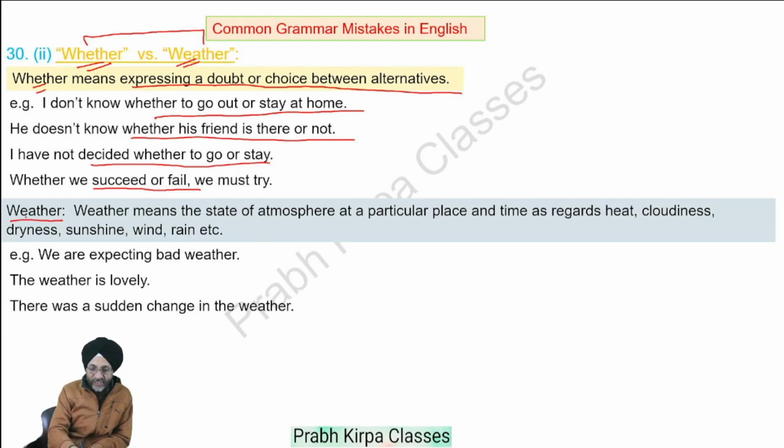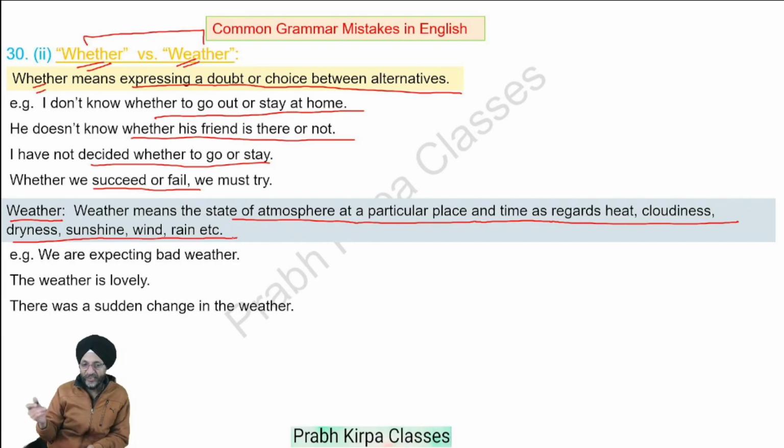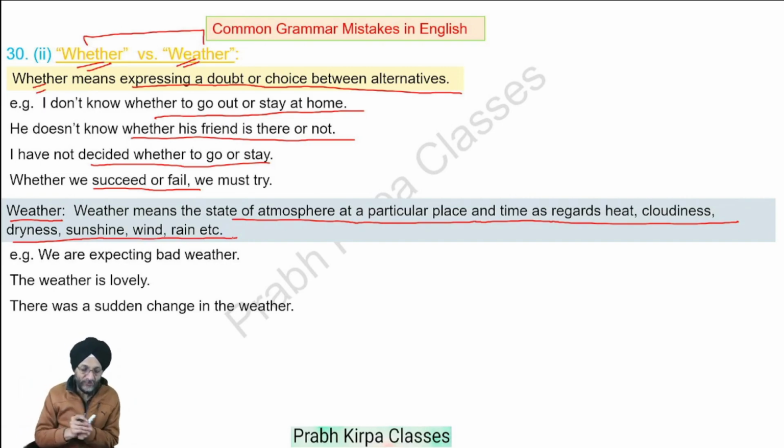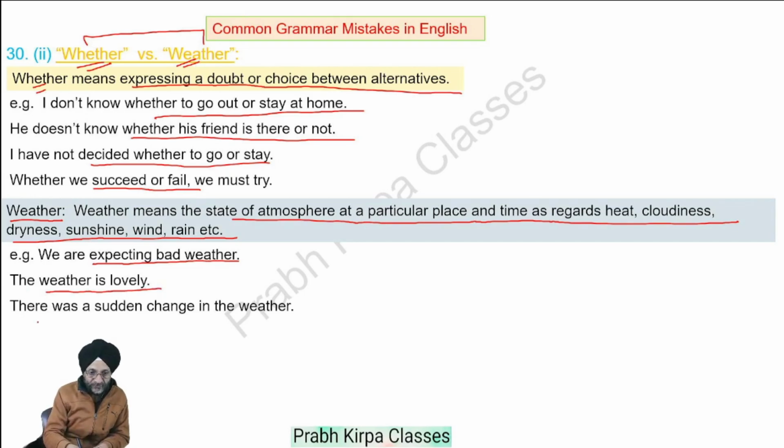This weather, WEATHER, means the state of the atmosphere at a particular place and time as regards heat, cloudiness, dryness, sunshine, wind, rain, etc. That is the atmosphere at a particular place. For example, we are expecting bad weather. That is, the atmosphere may be bad. The weather is lovely, beautiful. There was a sudden change in the weather, in the atmosphere.